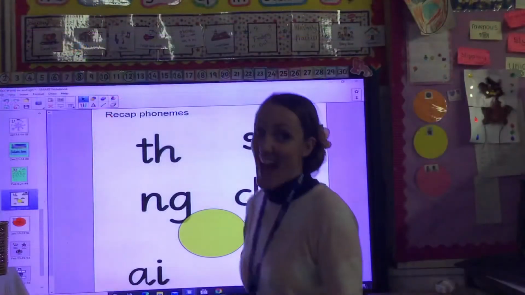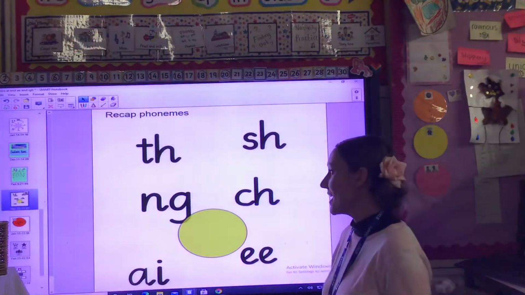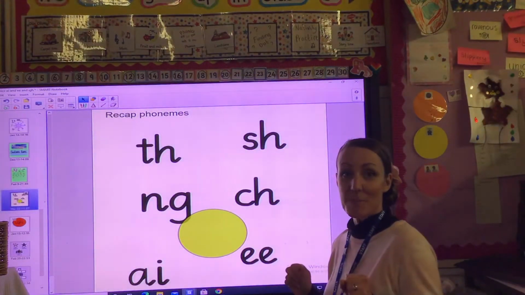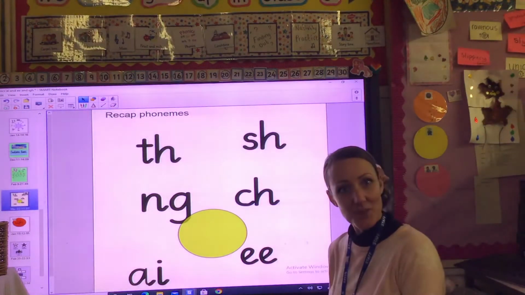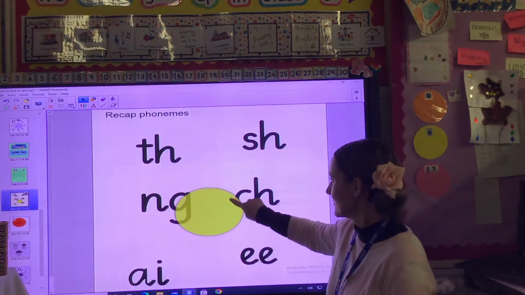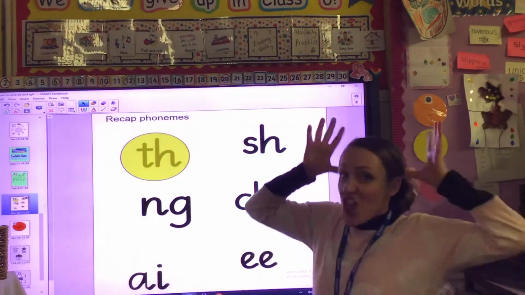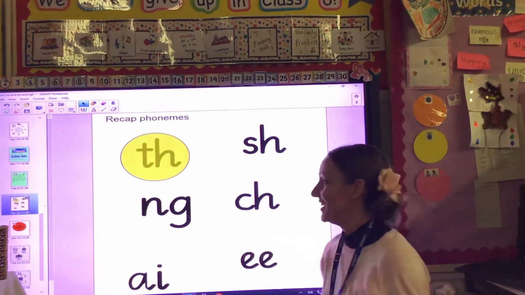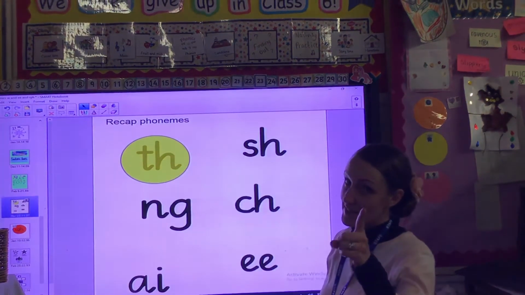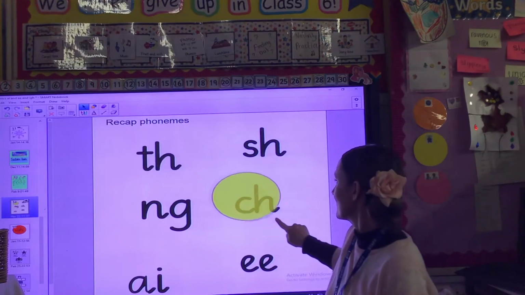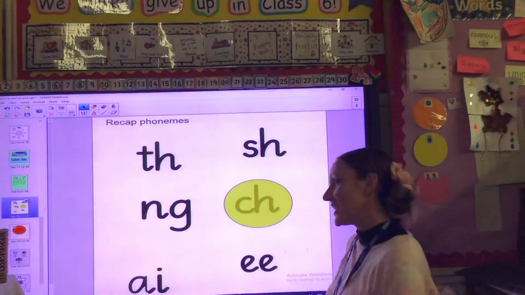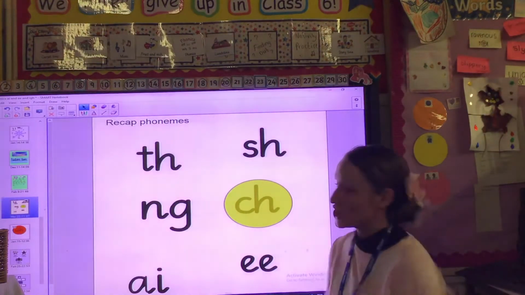Cool. Okay, as I move the yellow spot, as quickly as you can, I want you to make that sound and do the action as well if you can remember it. Only time you're allowed to stick your tongue out at me. Chicken and chips, chicken and chips.